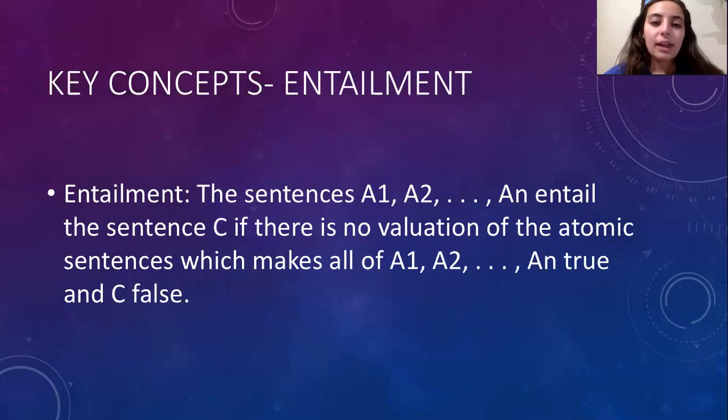Okay. Another key concept that's really big is entailment. That was definitely the most tricky for me on the midterm as well. And this is the definition from the book. So it's pretty much like the sentences A1, A2, AN. All of these are like premises. So if all these premises entail the sentence C, the conclusion, there's no valuation of the atomic sentences, right, there's no option that gives us the case, when we do our truth table, which makes all of these premises, A1, A2, AN, true, and the conclusion false.